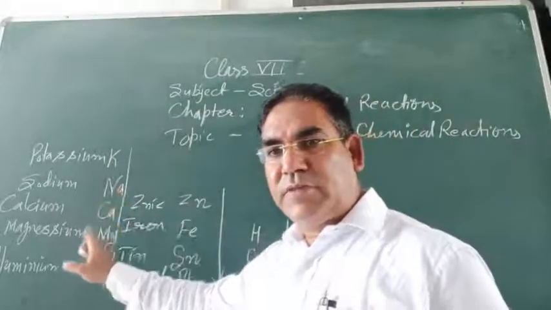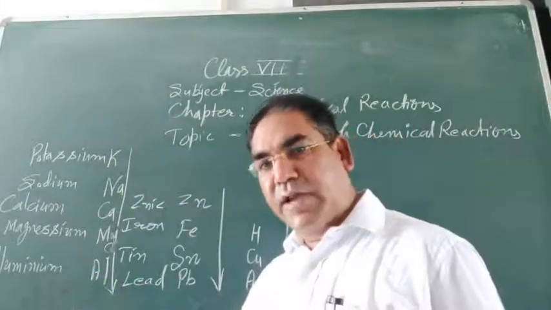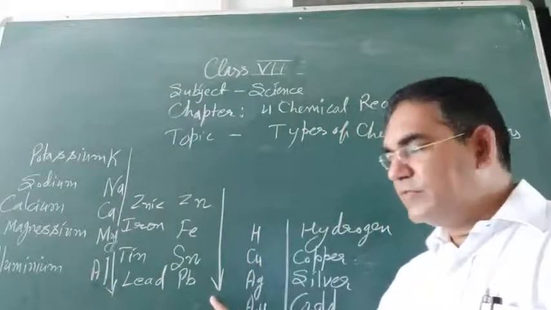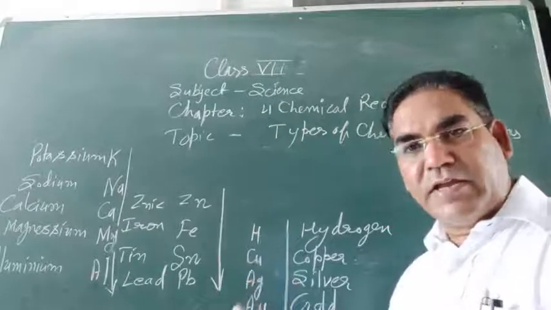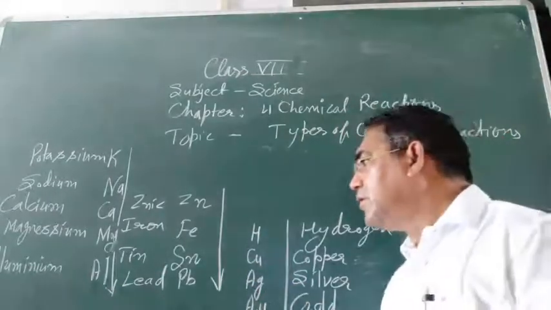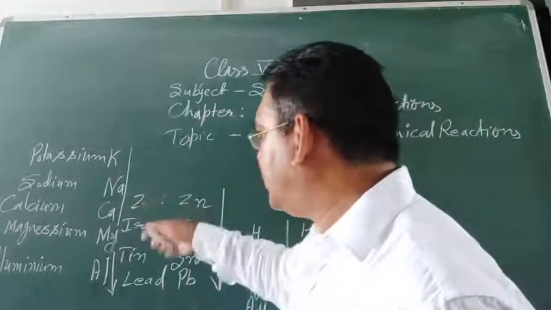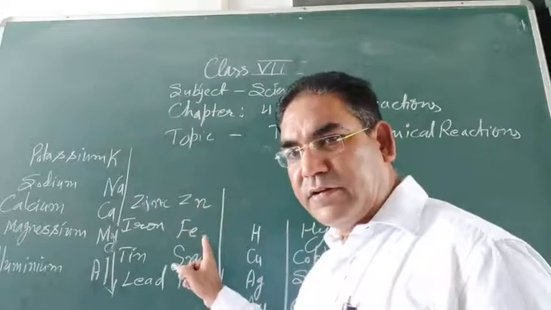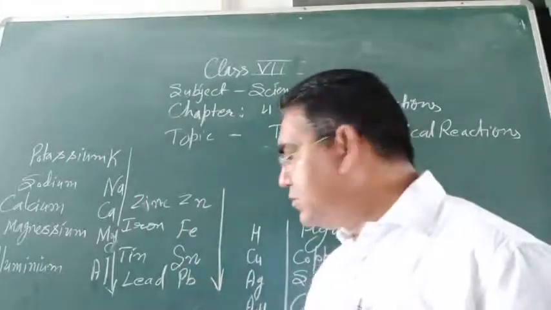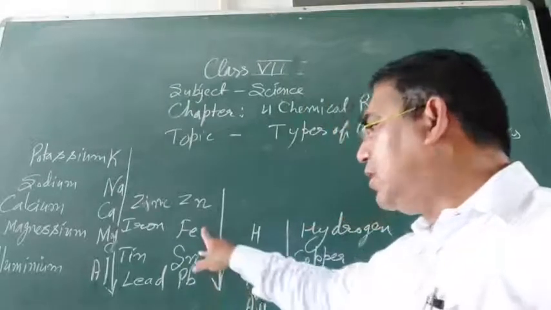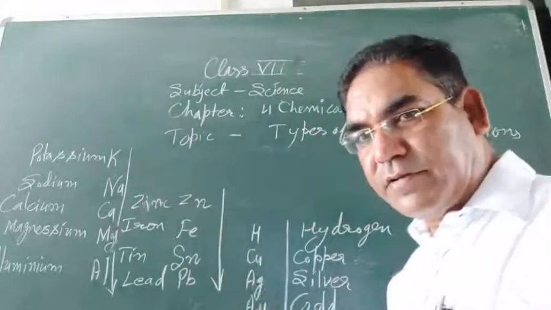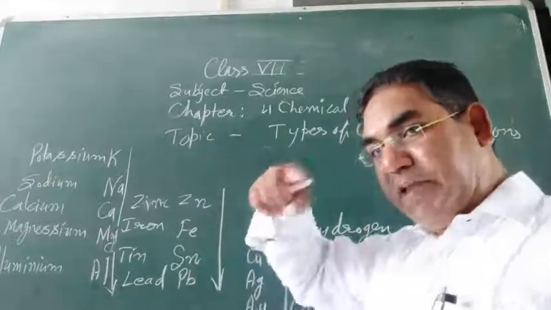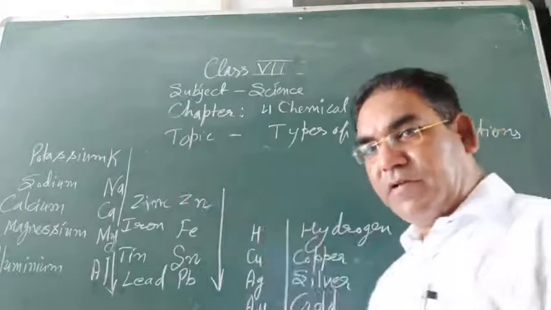Potassium, sodium, calcium, magnesium, aluminium, zinc, iron, tin and lead. In this, it shows that zinc is more reactive than iron. In this experiment, we have seen that iron is more reactive than copper. So iron displaces copper from its salt.